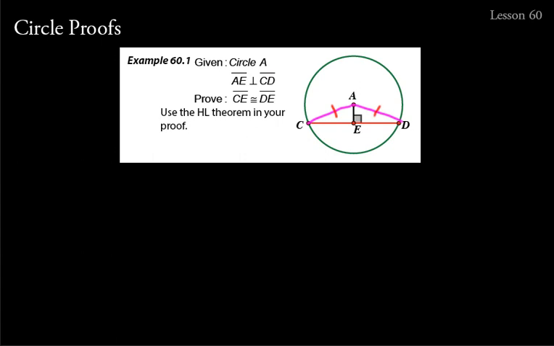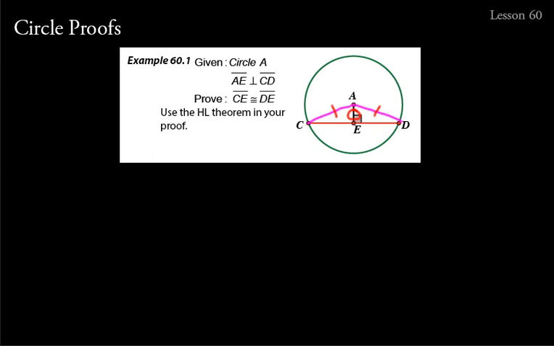And then those two triangles, they have AE in common. So that's axiom 4, our reflexive axiom. So we can put a little circle there. So we have the hypotenuse and one leg. And we know those are right triangles based on our given information there. And then we could prove CE is congruent to DE by corresponding parts of congruent triangles are congruent.